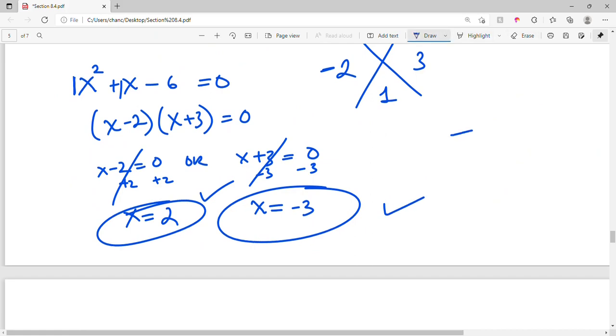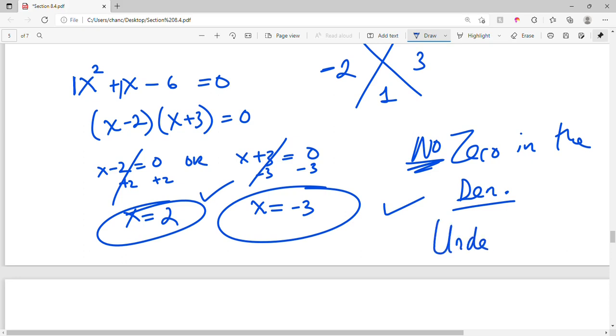You need to check that there is no 0 in the denominator. We want to make sure that there is no 0 in the denominator, because if there was a 0 in the denominator, it would be undefined. You cannot divide by 0. So again, check to make sure there's no 0 in the denominator of our original equation.